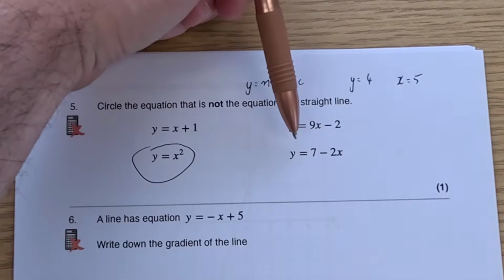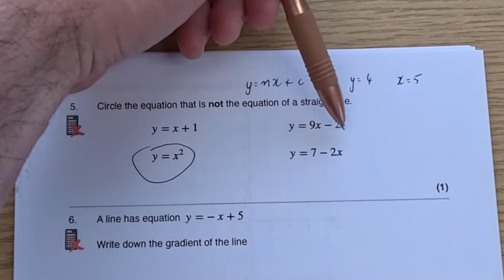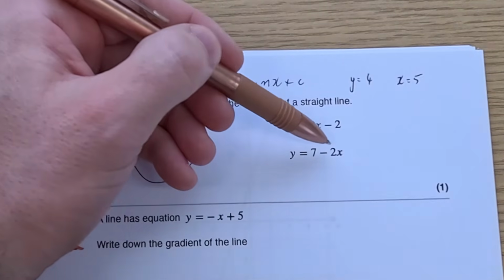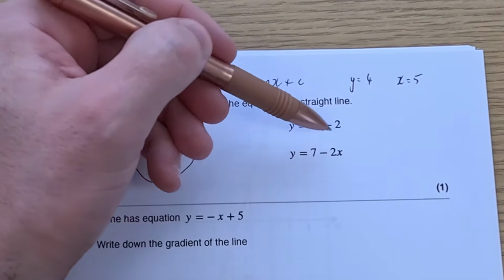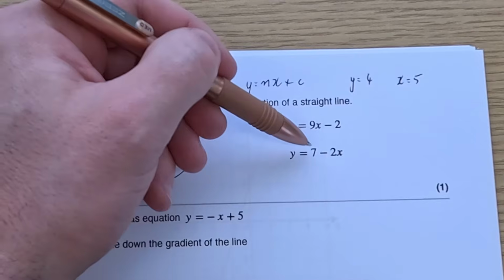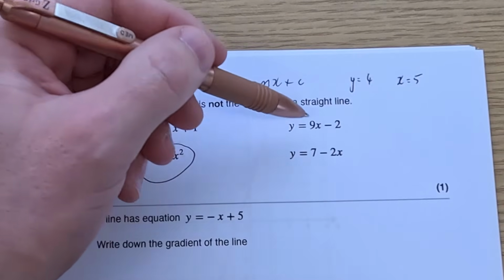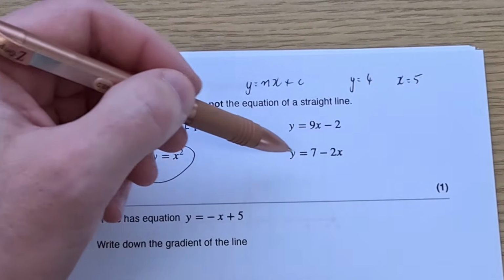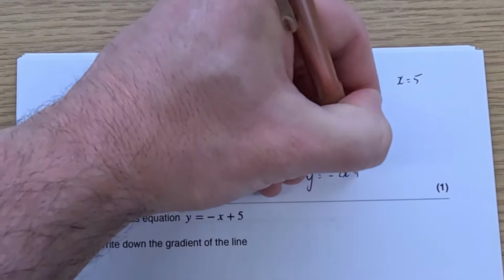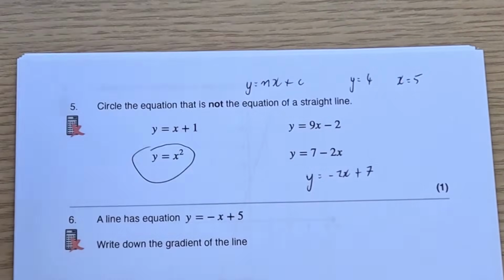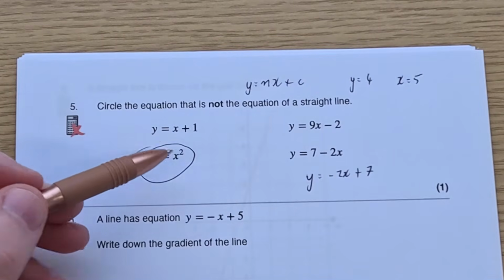And then let's just have a look at the last one. The last one is y equals 7 minus 2x. The gradient of that line will be negative 2, that's the number in front of the x, and the y-intercept will be 7, so it crosses the y-axis at 7. So that is a straight line. Even though it's not that way around, you could turn it around. You could even write it as y equals minus 2x plus 7 if you wanted to, but that is a straight line. But the other one's clearly not, because it's got the squared.